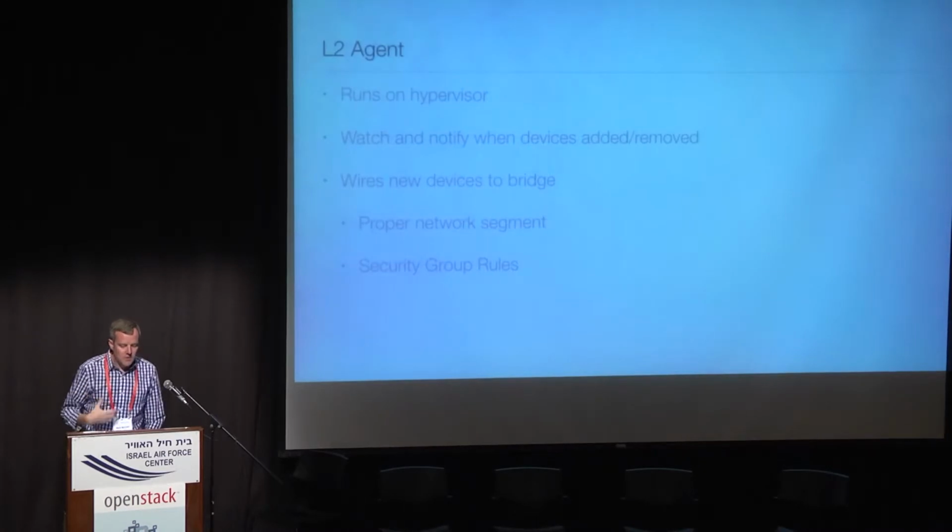So the L2 agent is going to run on a hypervisor. It's going to watch and notify the Neutron server when Nova adds and removes devices from the hypervisor. And when those devices are added or removed, it will then wire them to the appropriate bridge, ensuring that it's on the proper network segment. So again, we get tenant isolation. In the case where the security group extension is enabled, it's going to apply the security group policies.